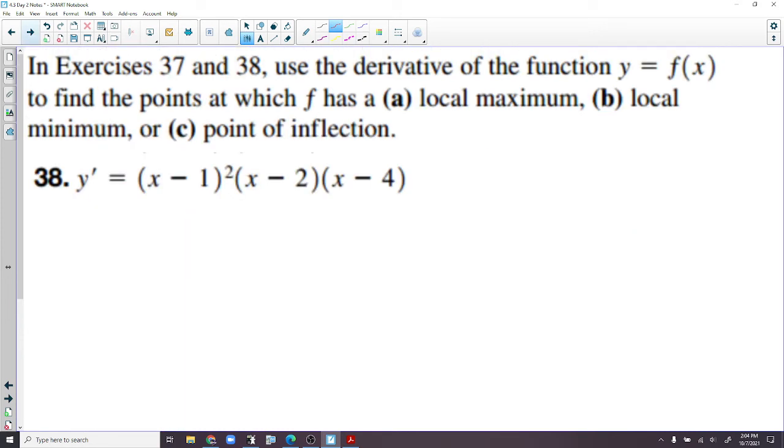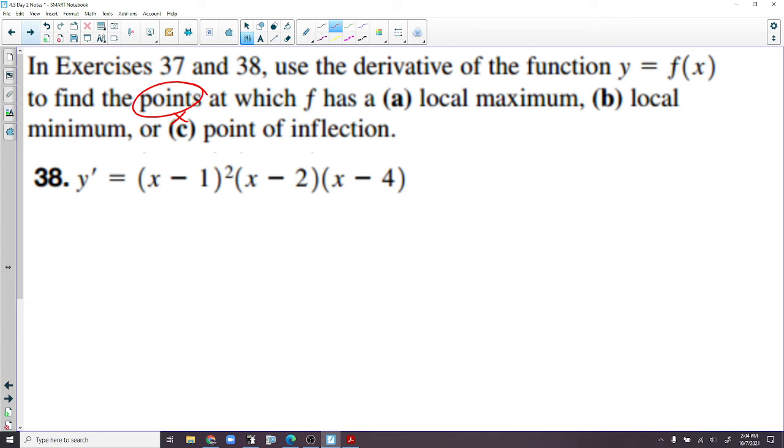All right, what do we got here? Use the derivative of the function y equals f(x) to find the points at which f has a local maximum, local minimum, or point of inflection. What I don't like about this question is it says find the points. I think what it really means is find the x values, because we would have to know the original function to be able to get the points, the x and the y. So we're just looking for x's here.